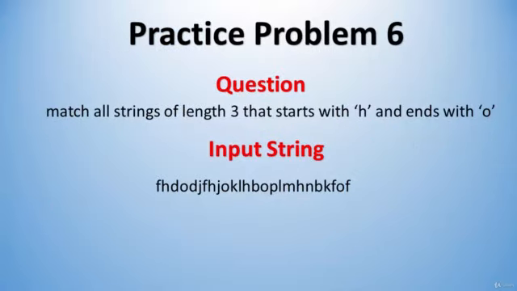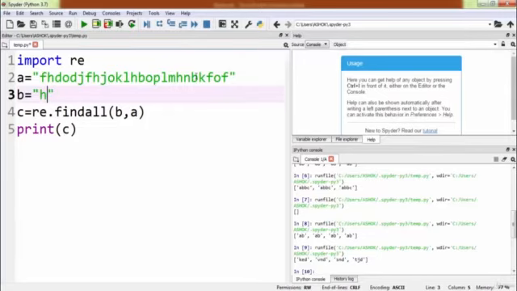So according to the question, it must start with H and end with O, and the maximum length should be 3. So the starting character is H and the ending is O. So since the length is 3, for the second character there is no restriction. So for that slash W will match any other character.